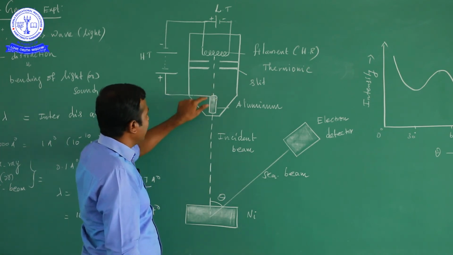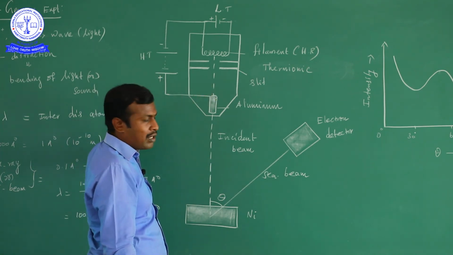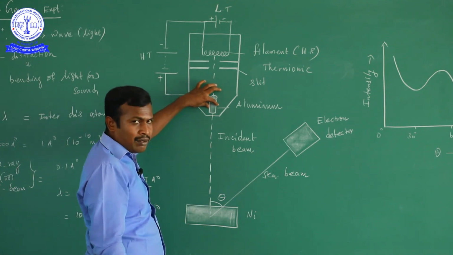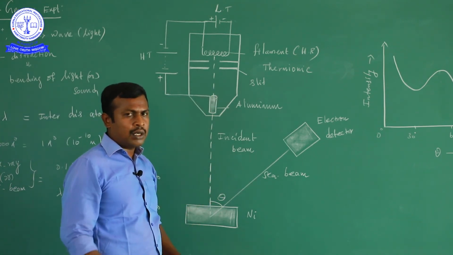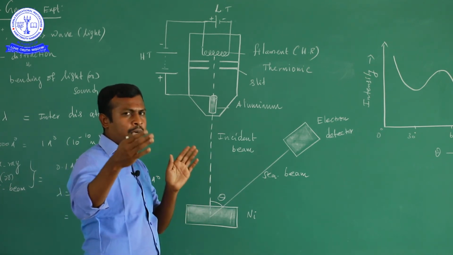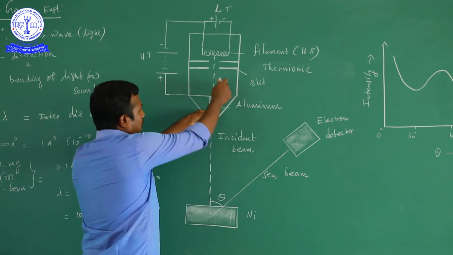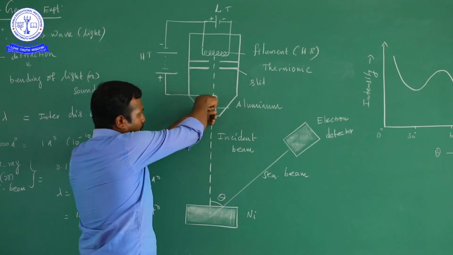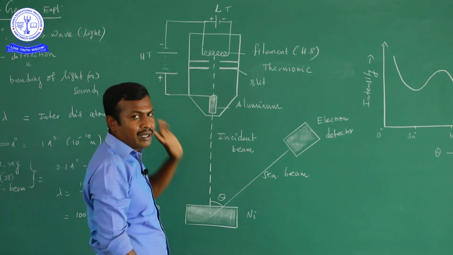This is the aluminum cylinder, which is connected to the high tension battery. The aluminum cylinder is nothing but a hollow cylinder, like an open pipe. Like a water pipe that is open at both ends, assume it is an open pipe. The electron beam goes inside this open pipe, which is connected with the high tension battery.